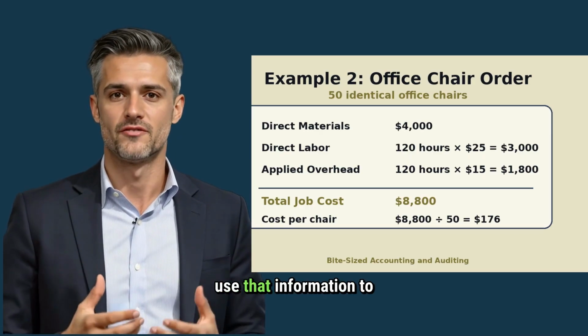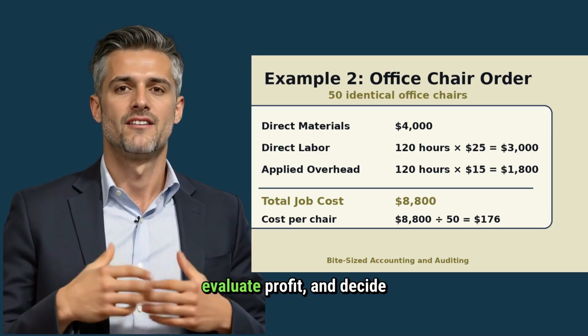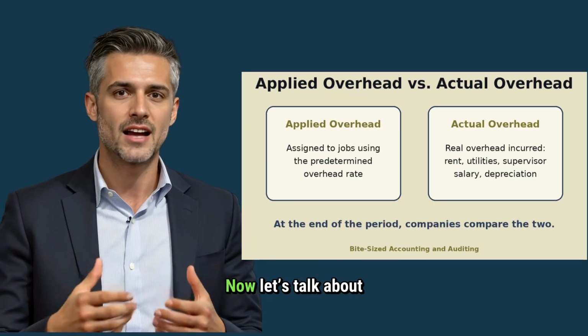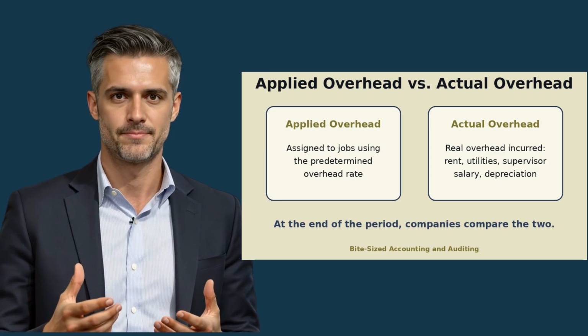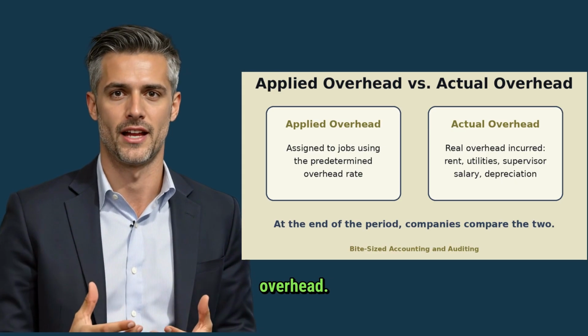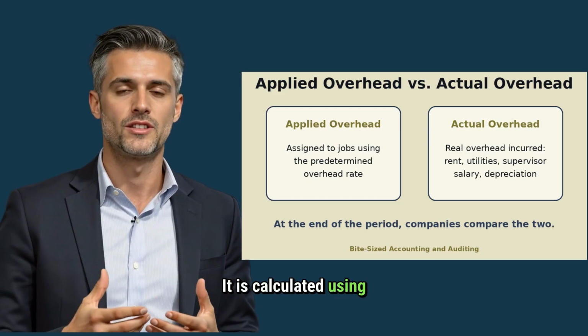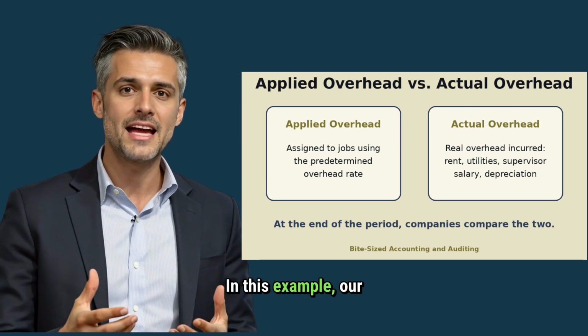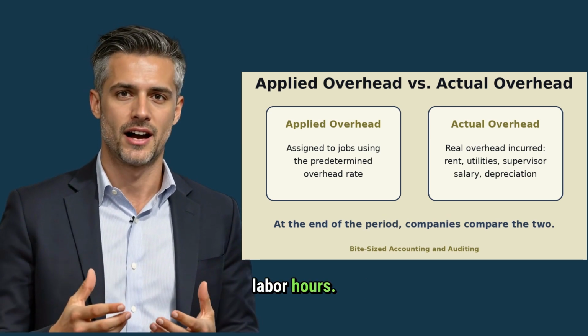Now the business can use that information to set a selling price, evaluate profit, and decide whether the job was worth accepting. Now let's talk about one important final step. The overhead we assign to jobs throughout the year is called applied overhead. It is calculated using our predetermined overhead rate and the activity base. In this example, our activity base is direct labor hours.